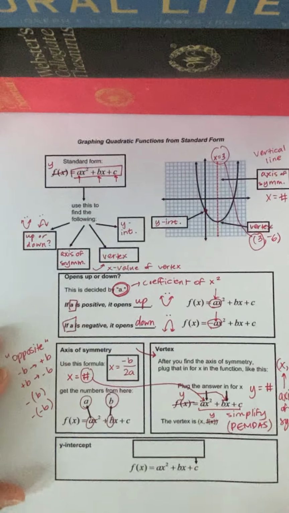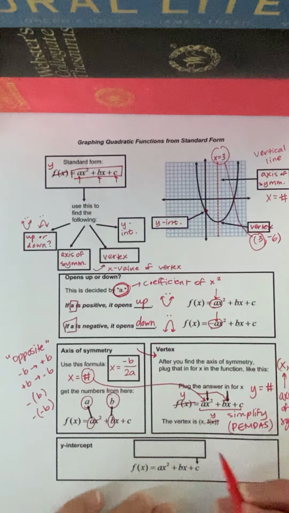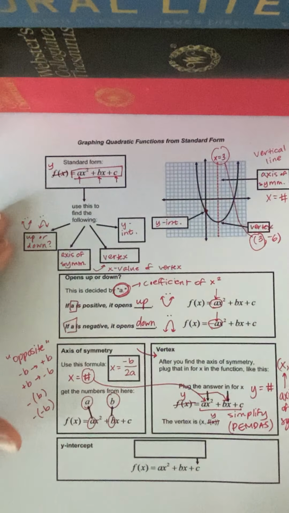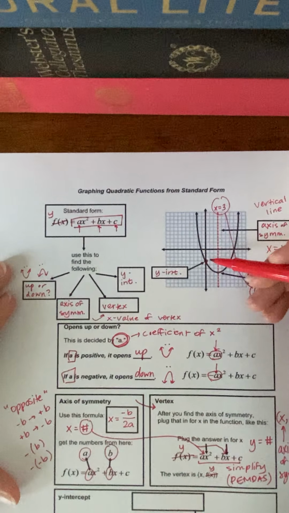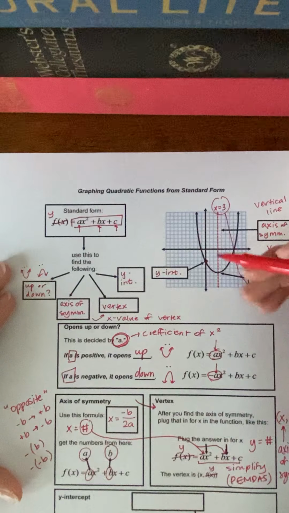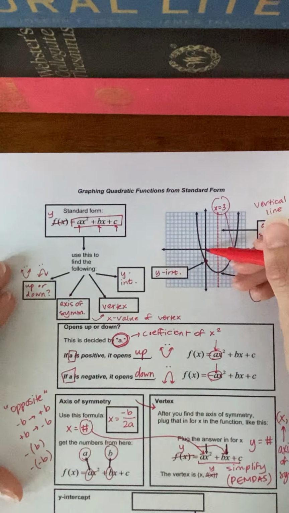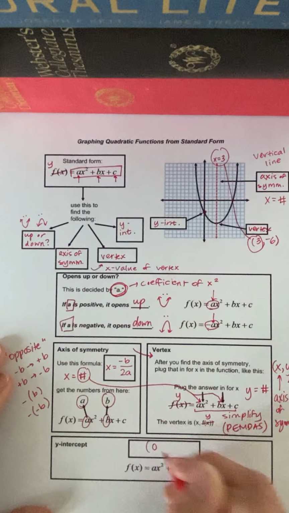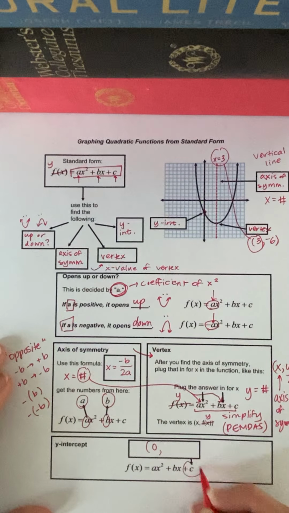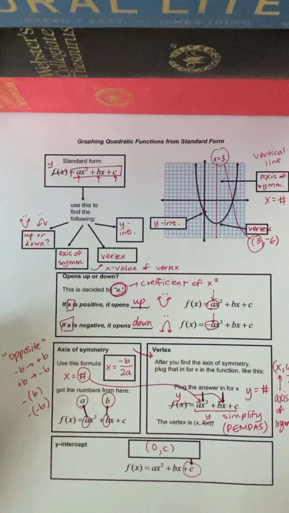All right, and then the y-intercept is super duper easy. Remember, a y-intercept always has an x value of 0 because you're not going anywhere left or right, right? You're staying at the line x equals 0 and then just going up or down. So your y-intercept will always be 0, comma, whatever that c value is. And again, that plus or minus c tells you where to move it up or down.